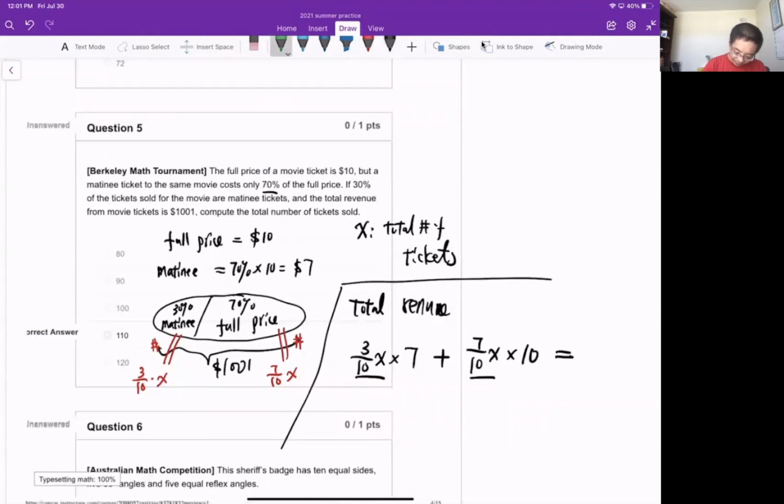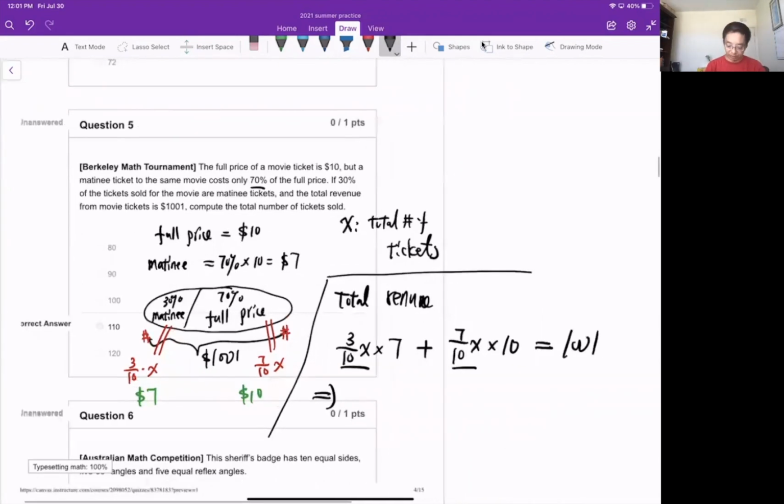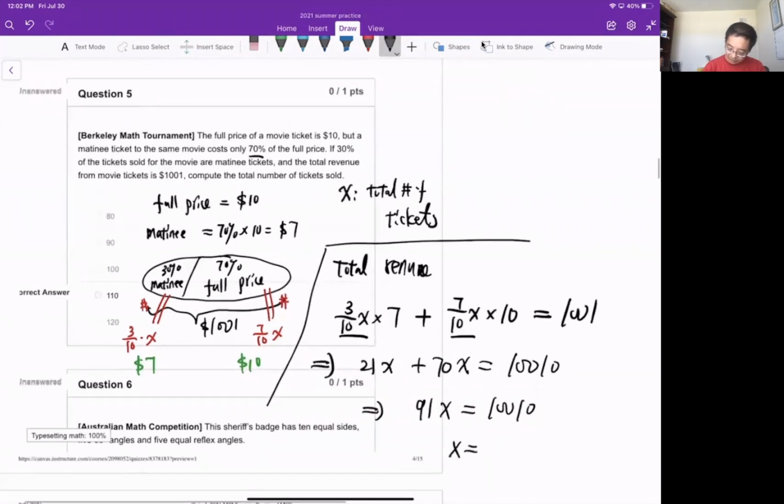This one equals, so this is $10 each, and this is $7 each. Now we get this is equal to 1001. Let's solve the equation. Let's multiply 10 on both sides, and we just get 31x plus 21x plus 70x equals 10,010, right? And this implies 91x equals 1,001, and here we get x equals 110. Just divide 91 on both sides, so we get the answer is 110.